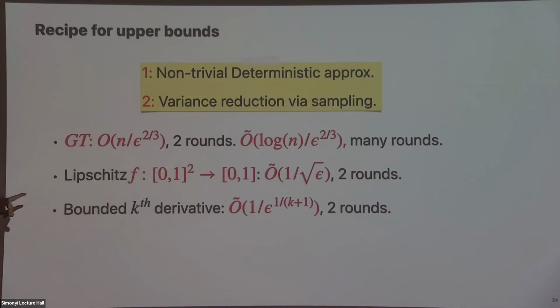If you have a function of 2 variables, which is Lipschitz in both these variables, then you can get 1 over square root epsilon in 2 rounds. Lipschitz is like bounded first derivative. If you make stronger smoothness assumptions about the function, which you can imagine makes it easier to approximate somehow, then the communication drops to 1 over epsilon. The exponent of epsilon becomes 1 over k plus 1. So it can really go to 0 as k becomes larger and larger.